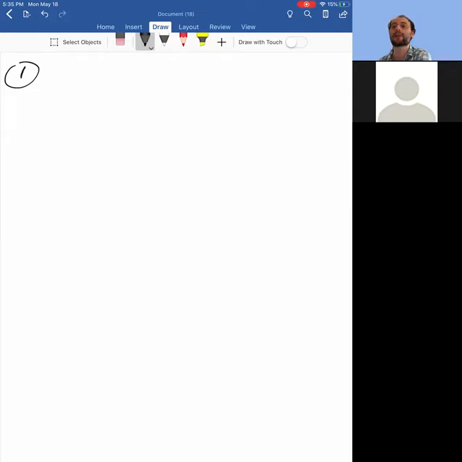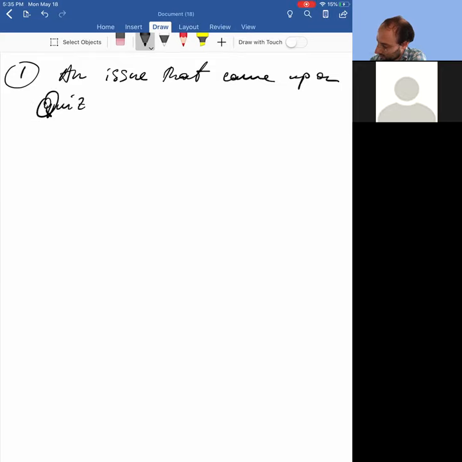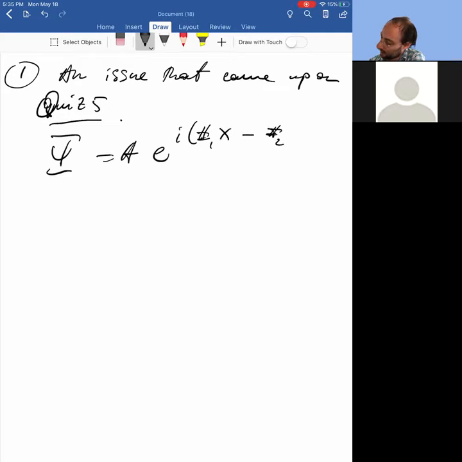A really interesting issue came up on quiz 5. To remind you, in problem 1, you were given a wave function, e to the i, some number times x minus some other number times t. And you were asked to find momentum, energy, and mass.